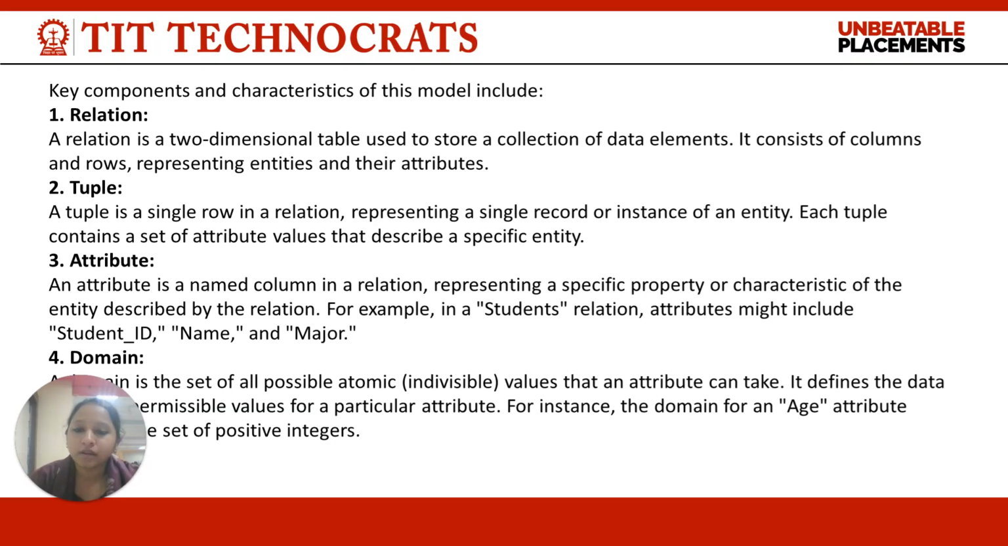Then comes the attribute. An attribute is the name of a column in a table. It shows a specific property or characteristic of an entity. For example, in a student relation, the attributes could be student ID, student name, and student address. Finally, we have the domain. A domain defines the set of possible values that an attribute can have. It also specifies the data type and permissible range for that attribute. For example, the domain for an age attribute might include only positive integers. So these four components form the foundation of the relational model.